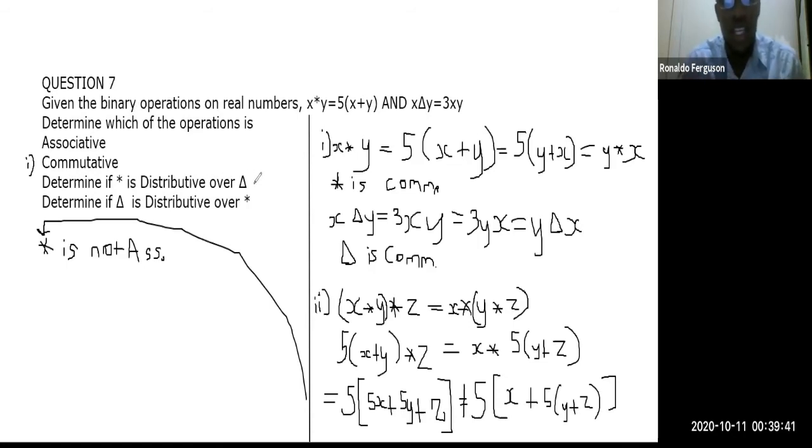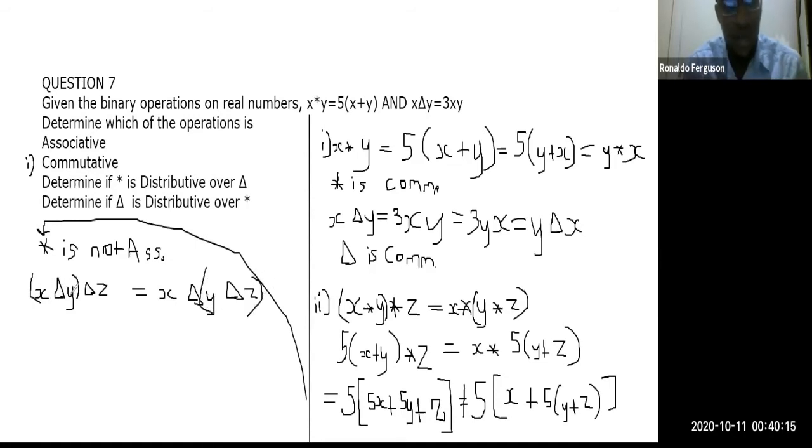So now we need to check if delta is associative. To check if delta is associative, we solve x delta y, delta z. The order does not matter, it should be equal to x delta y, delta z. So we can take x delta y first, or we can take y delta z first. Now let's check x delta y first.